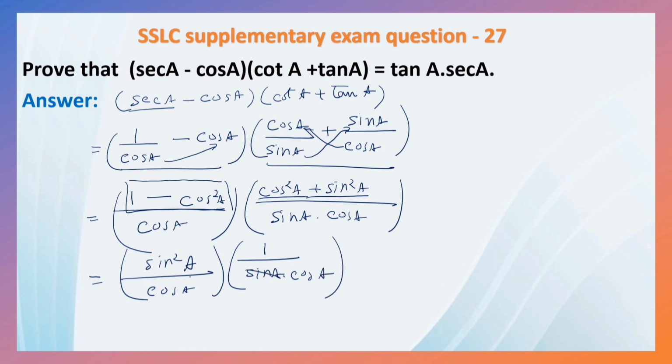Here one of the sin A gets canceled in the numerator. Sin A by cos A is equal to tan A into 1 by cos A is equal to secant A. Now it is equal to RHS. That is RHS. Hence proved.